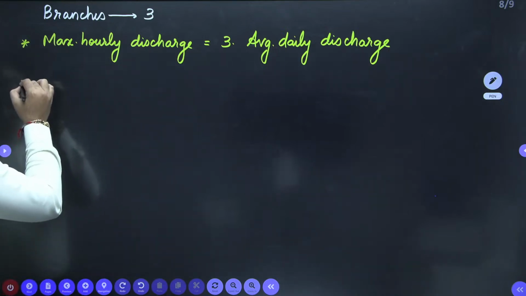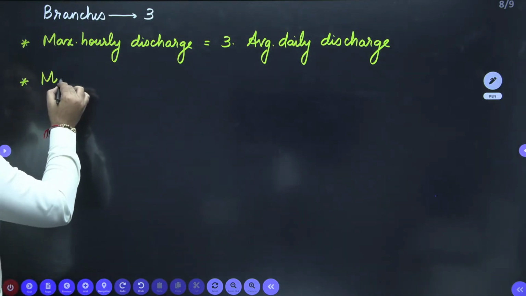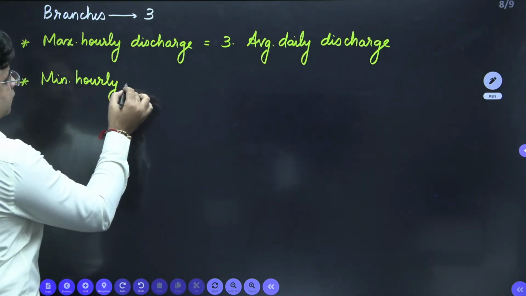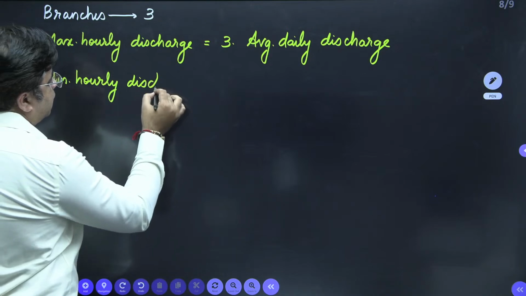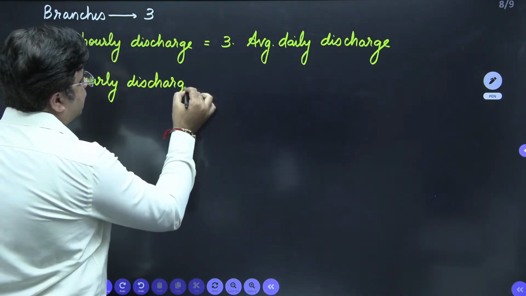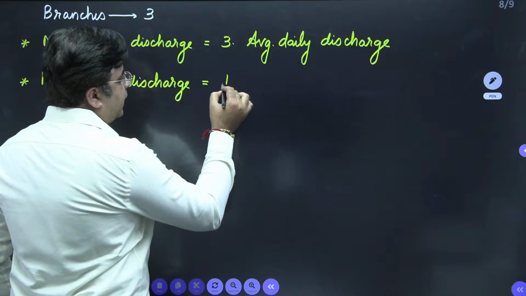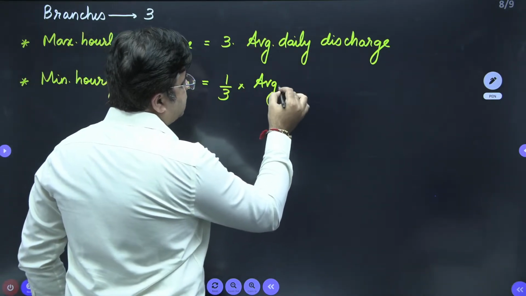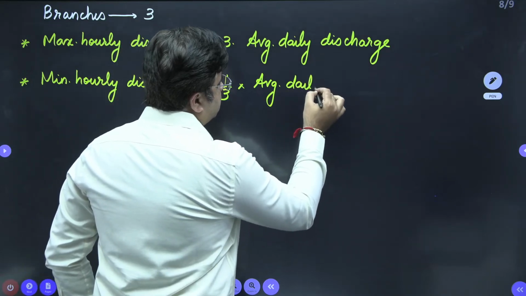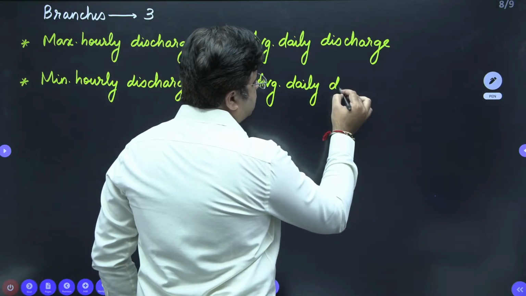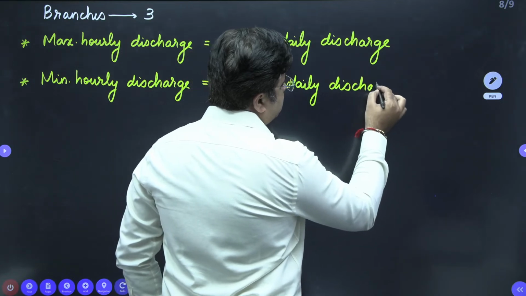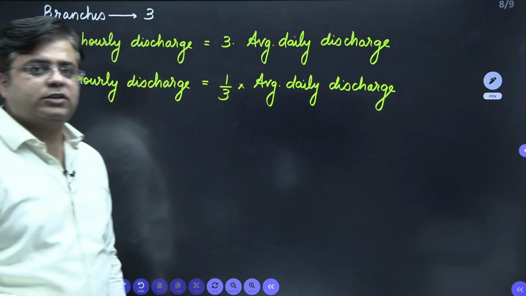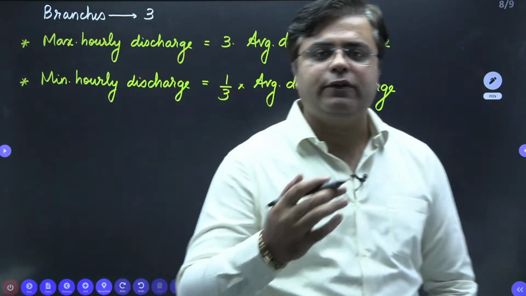Next one is minimum hourly discharge is 1 by 3 times of average daily discharge. So this is how you should use all the fluctuations.